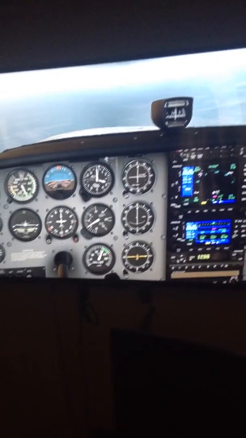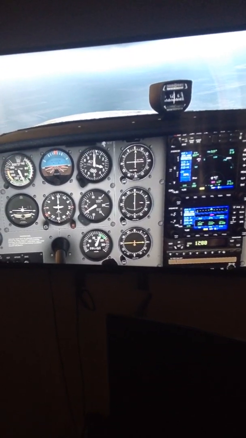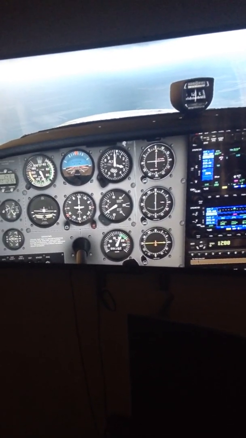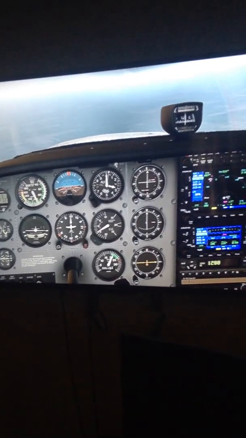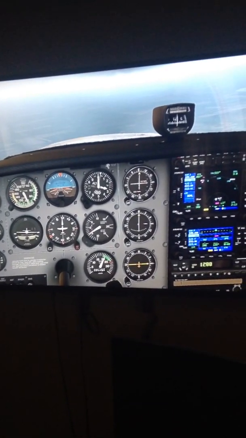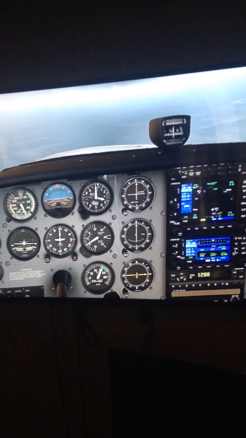Today we're going to do a little presentation over maneuvering slow flight. So let's take a look at what slow flight is. Slow flight is when you're maneuvering the airplane. For this example, it's going to be a Cessna 172. You're going to be maneuvering the airplane at around 50 to 55 knots.